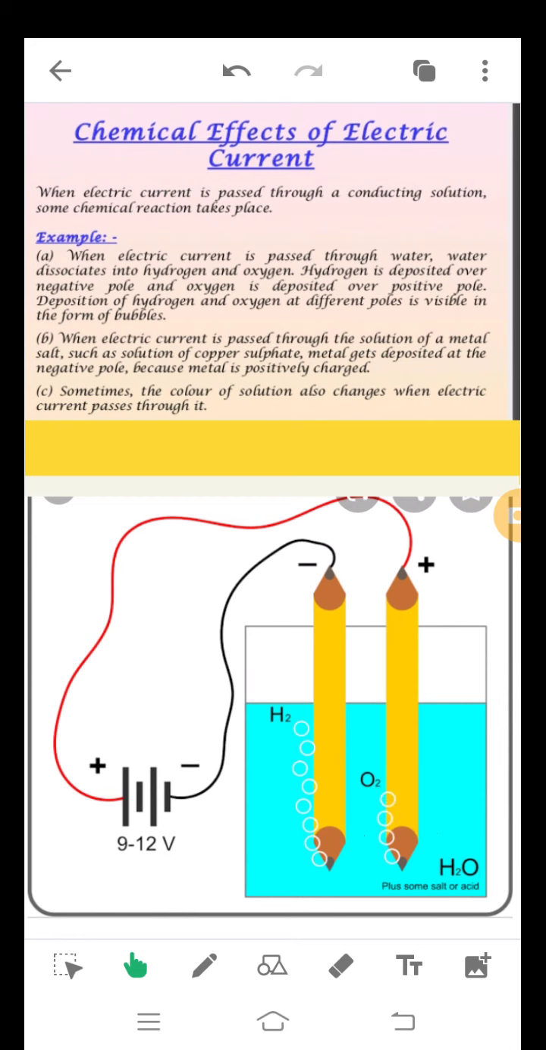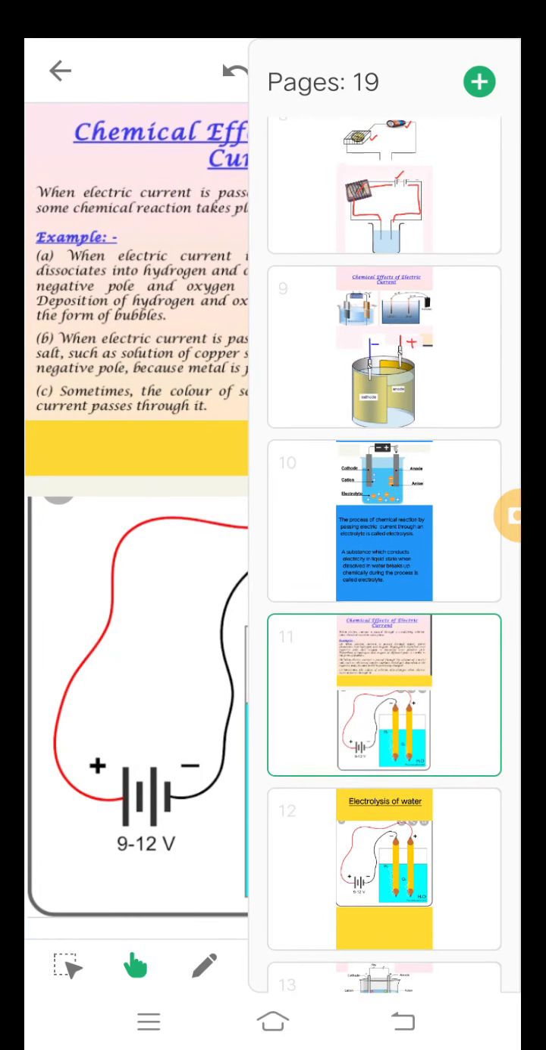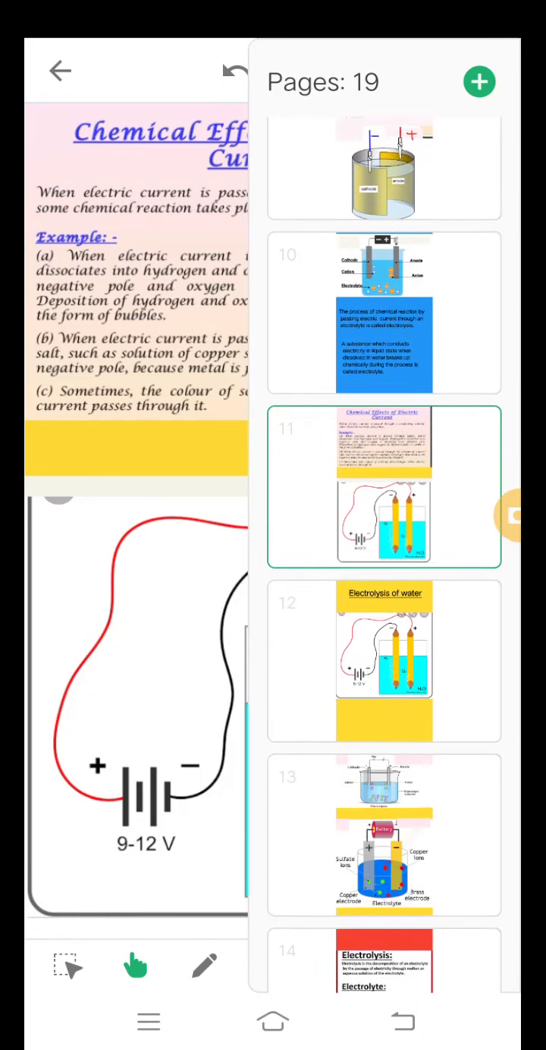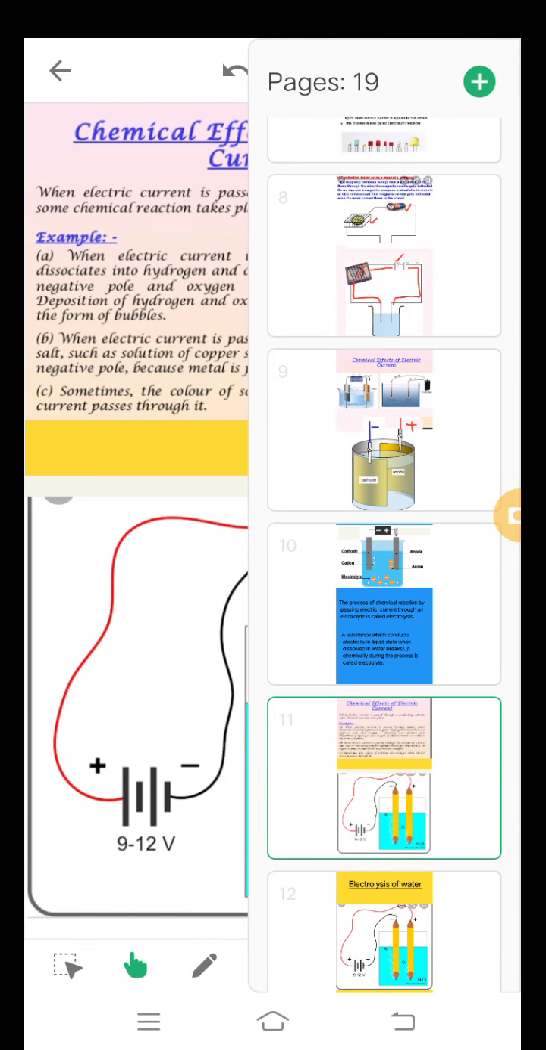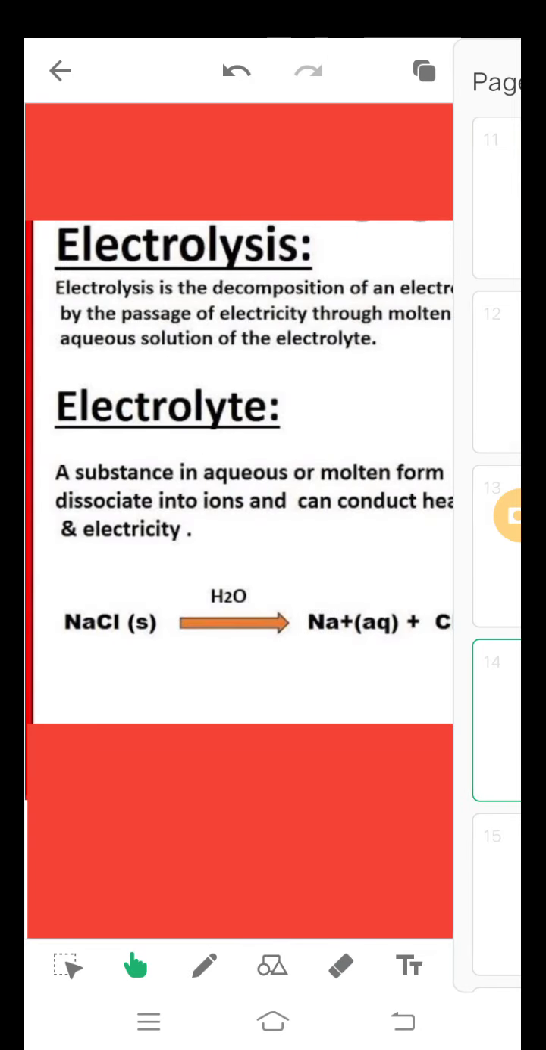Now, when electric current is passed through the solution of a metal salt, such as solution of copper sulfate, metal gets deposited at the negative electrode because metal is positively charged. And sometimes the color of solution also changes when electric current passes through it. So this is what happens when electric current is passed through an electrolyte. So this is how we can define these two processes.